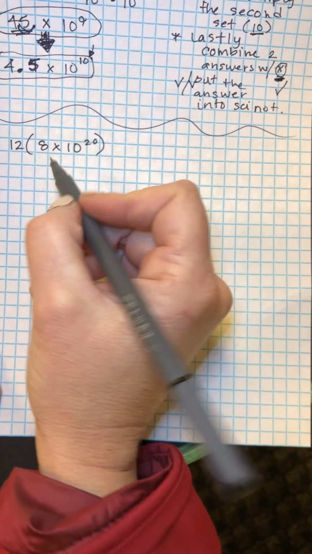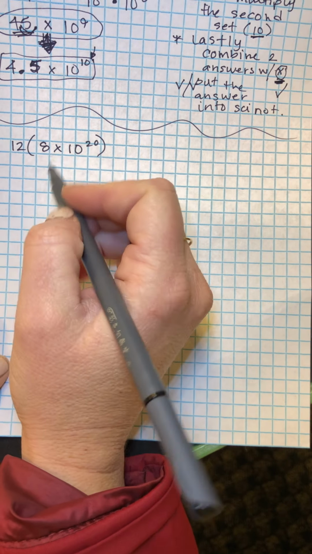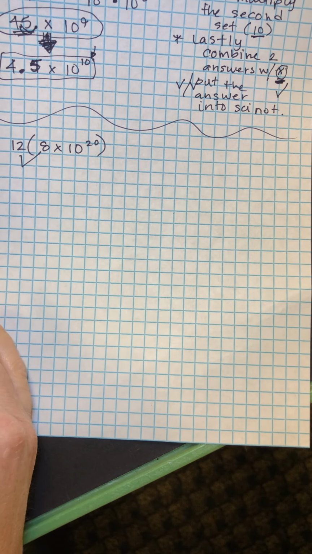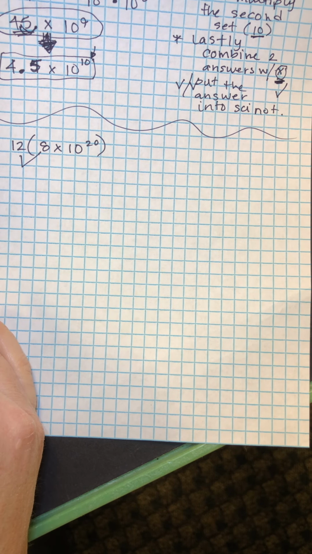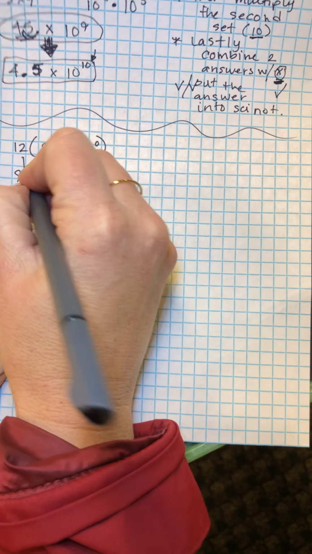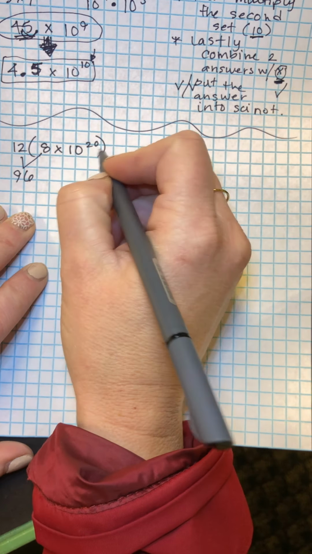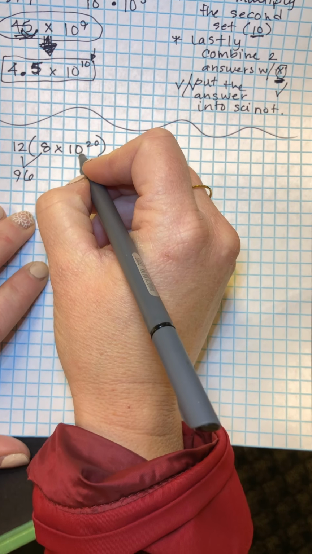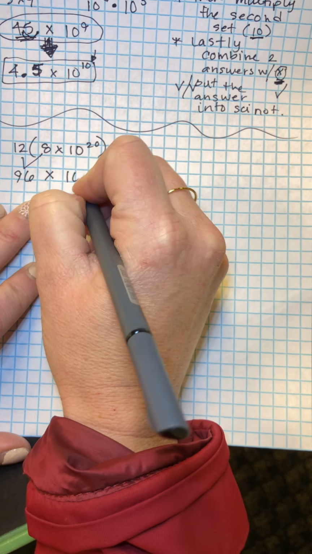Okay. Here, we're going to combine the things that are the same, 12 and 8. What is 12 times 8? I feel like it's 90 something. 96. 96. There's nothing to combine the power of 10 with. So we just have times 10 to the power of 20.